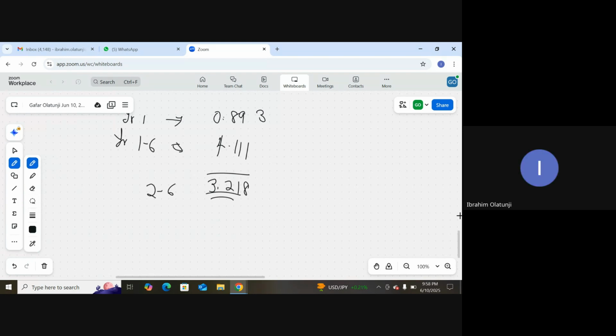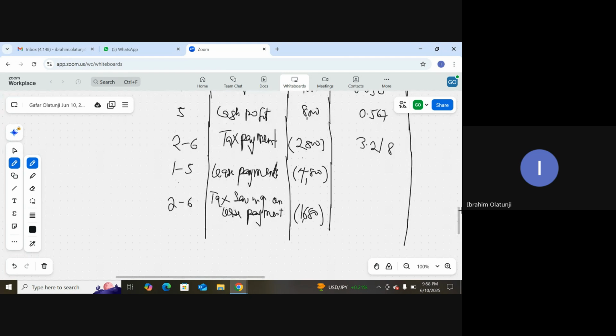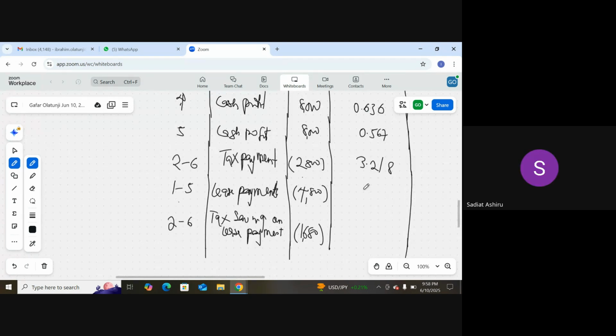Use that formula for cumulative of 1 to 5. What do you have? 3.605. Others, you can also do your own. 3.605. Then 2 to 6. We've done 2 to 6 before, so just repeat it: 3.218, because we've done it before. And it's the same rate.